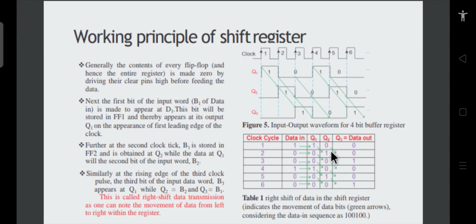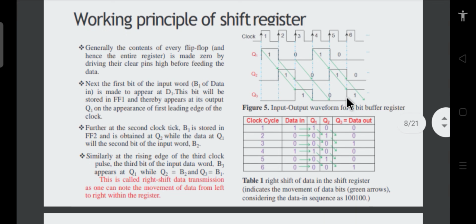Whereas when the second clock pulse appears, the same bit gets shifted to the output of the second flip flop, and similarly when the third clock pulse appears, it comes on the output of the third flip flop. So you can represent the data in tabular form or in this timing diagram form. This is the working principle of shift registers.